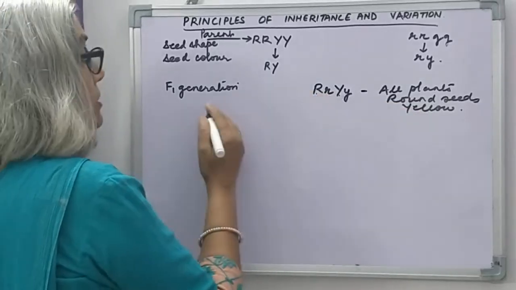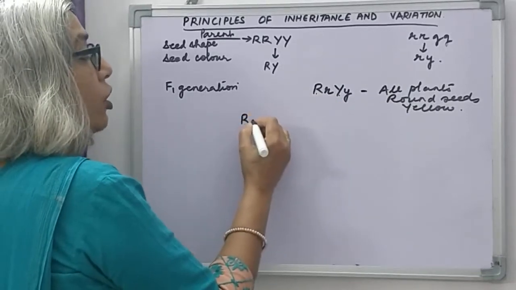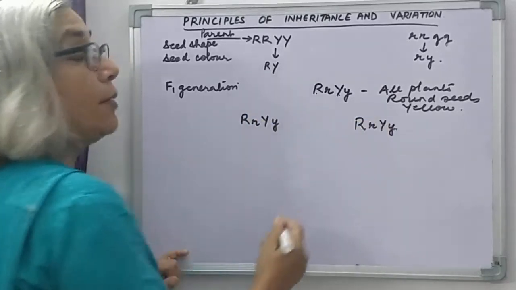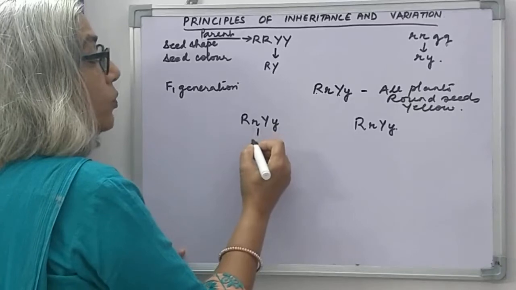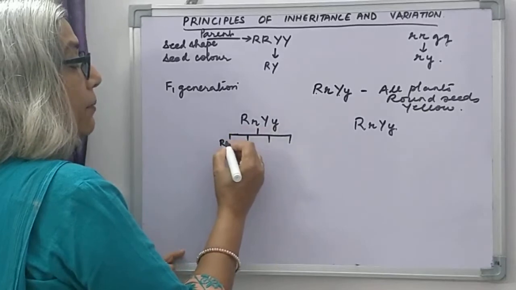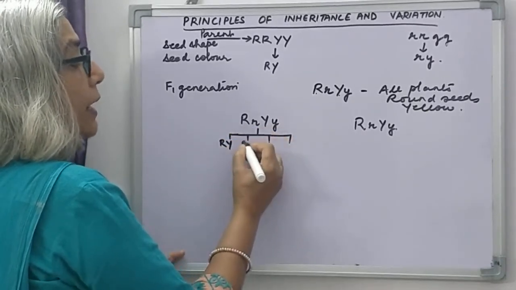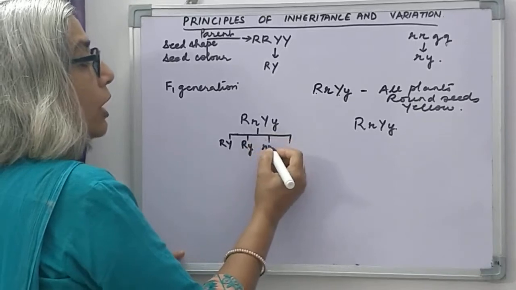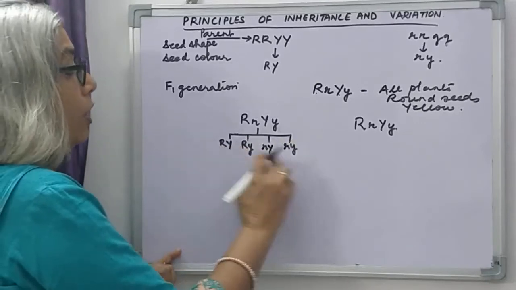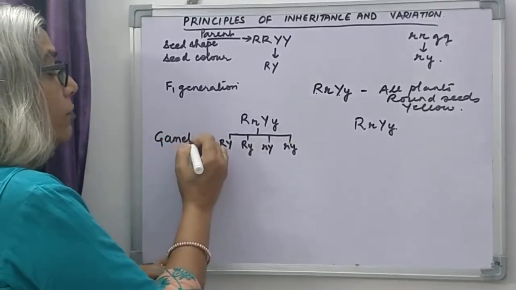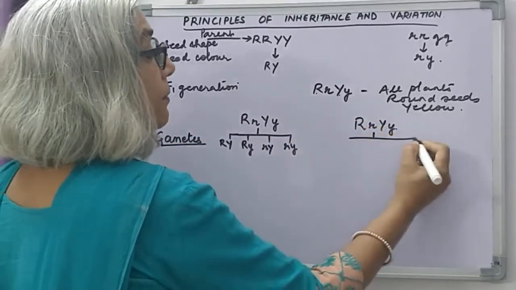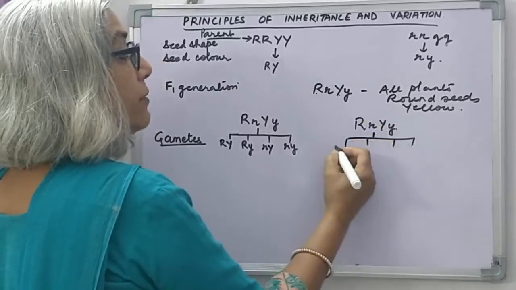Now, if two plants of the F1 generation are made to cross, each plant will form four kinds of gametes. One gamete is capital R, capital Y. Second, capital R, small y. Third, small r, capital Y, and fourth, small r, small y. So these are the four kinds of gametes that will be formed from one parent. The other parent will also form the same four gametes.